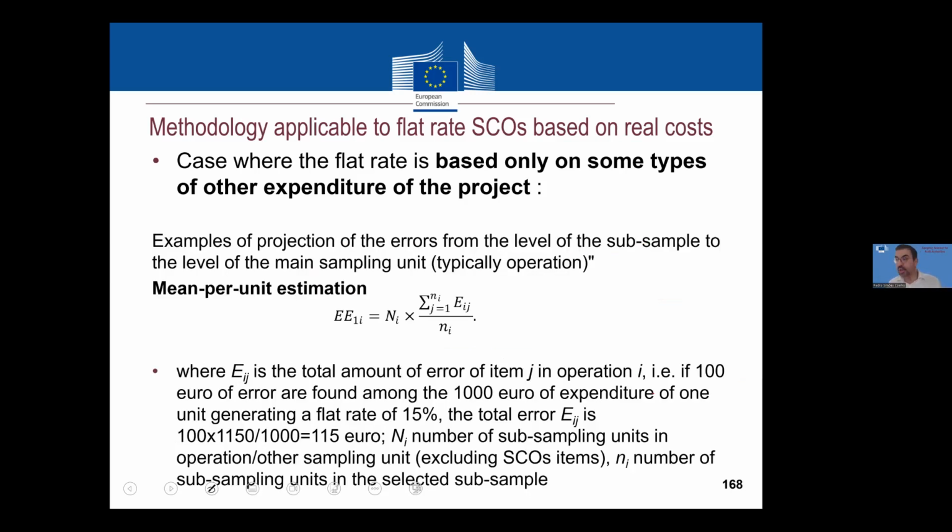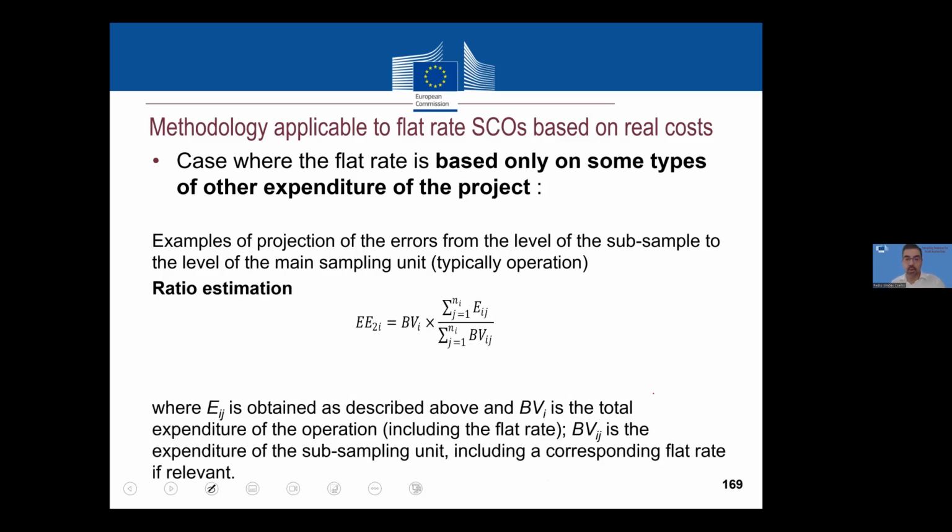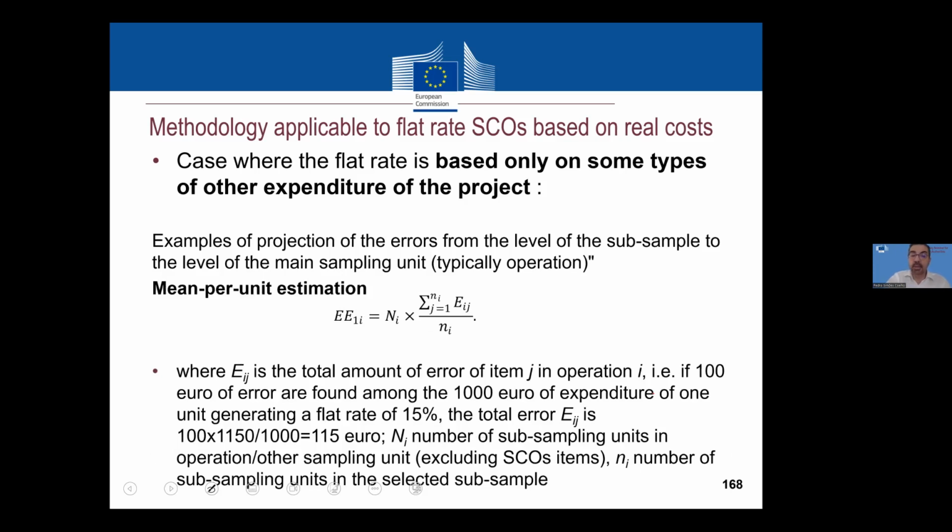How to project the errors then? Once you have set the values of the errors for each one of the units in the sample, then you project the errors as usual. Well, let's not go into detail. If you are using equal probability selection, you either use mean per unit estimation or ratio estimation. Please remember that the errors that will be projected in these formulas, some of them are the errors that the auditor really has found, but in other cases, these are the errors that have been amplified by this flat rate, as in this example of the 1,000 euros that I have told you about.